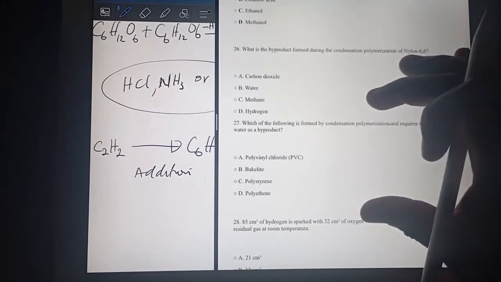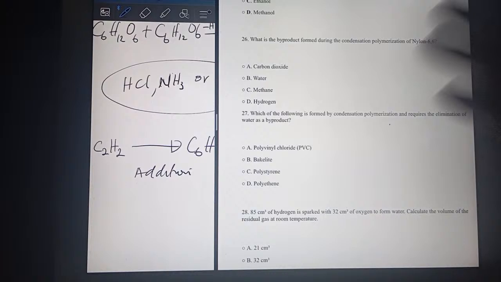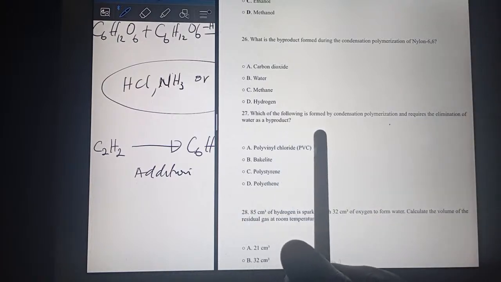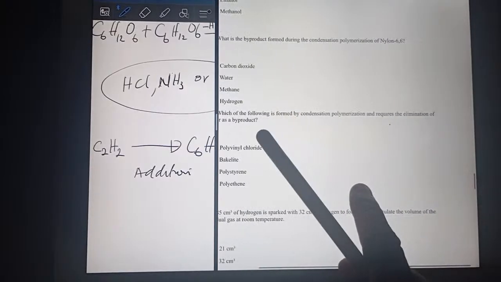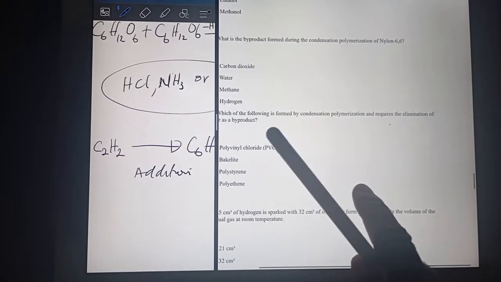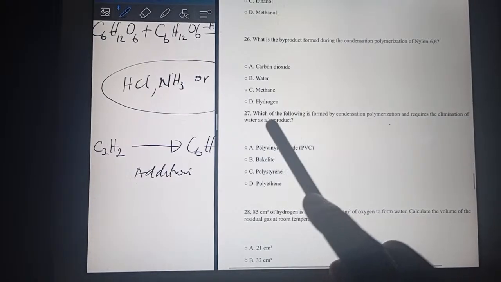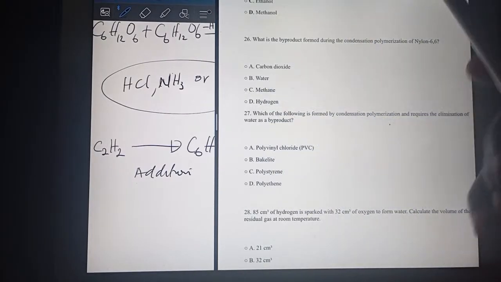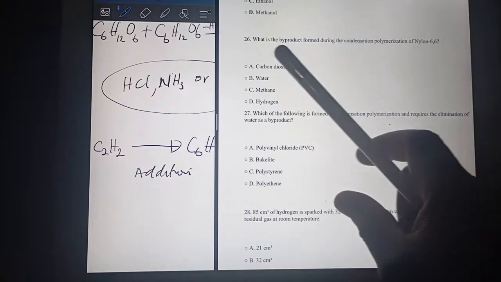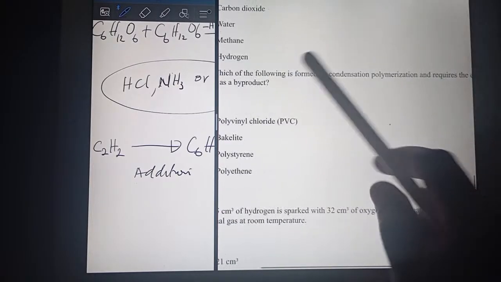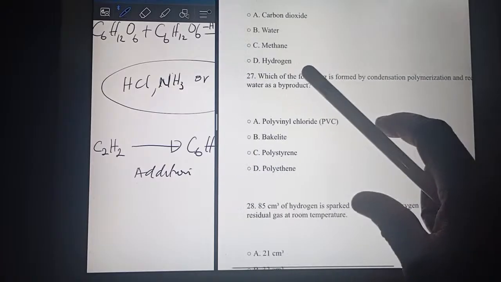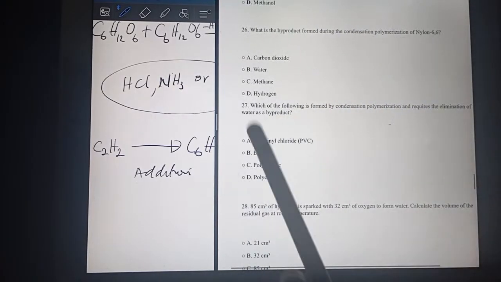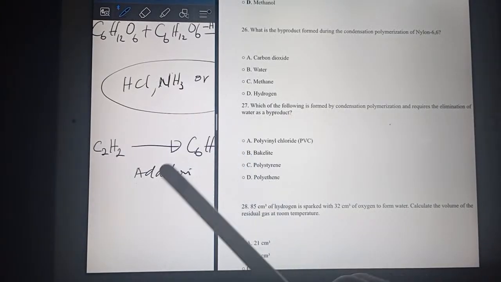I've given extra time. I'm supposed to stop at 40 minutes. Which of the following is formed by condensation polymerization and requires the elimination of water as a byproduct? This one now asks you in reverse, almost related to 26. Okay, they are asking you for condensation polymerization. I want you to note something about this option. What I want to teach you about this option 27, which you will apply in exam.